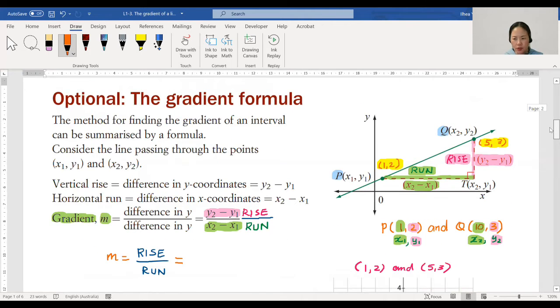Now, it says optional, but I really highly recommend you learn this gradient formula. The same concept as rise over run, but if we had 2 points, how we're going to find the gradient. For example, I'm looking at this diagram now. I've got 2 points here, P and Q. And I'm going to call P my first point and say X1 and Y1. And then Q, I will have X2 and Y2 because Q is my second point.